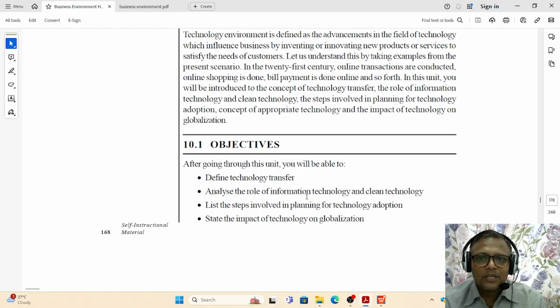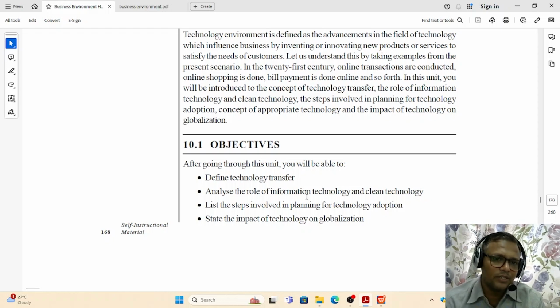And in order to understand this, we are taking examples from the present scenario. In the 21st century, online transactions are conducted, online shopping is done, and bill payments are done online, and so forth. In this part, we will be introducing you to the concept of technology transfer, the role of information technology and evolving technology, the steps involved in planning the technology adoption concept and appropriate technology, and the impact of technology on globalization.